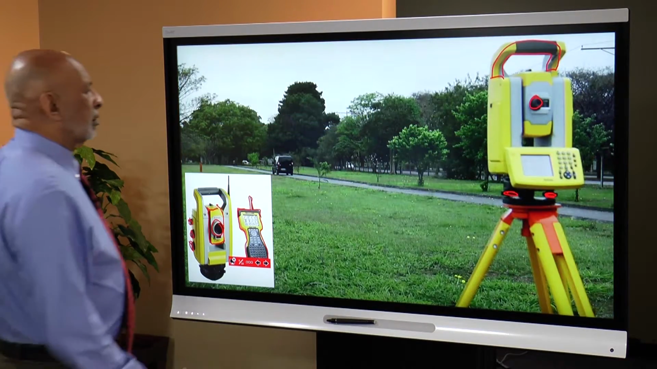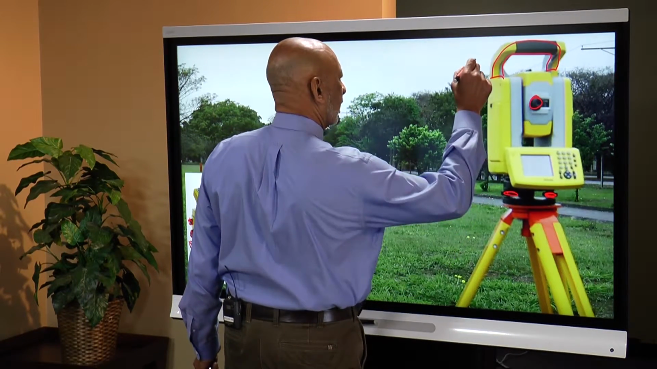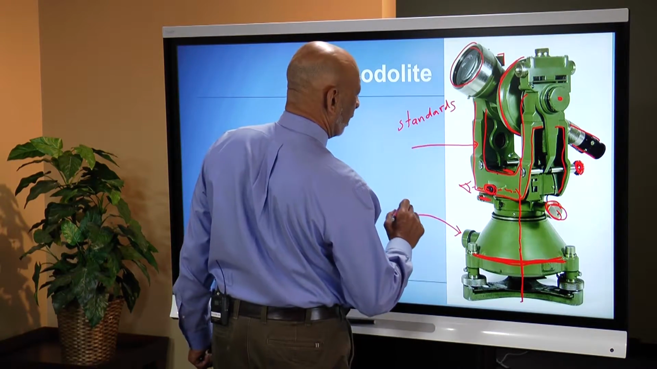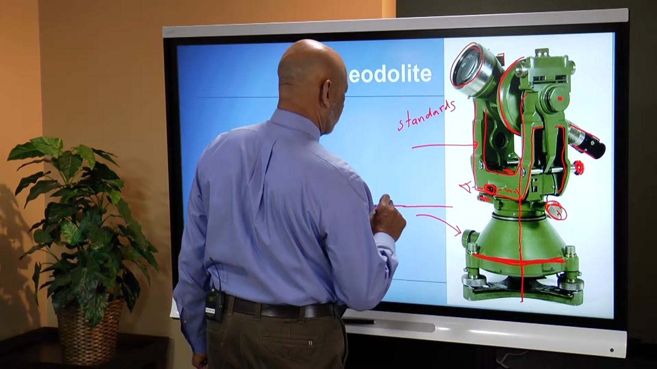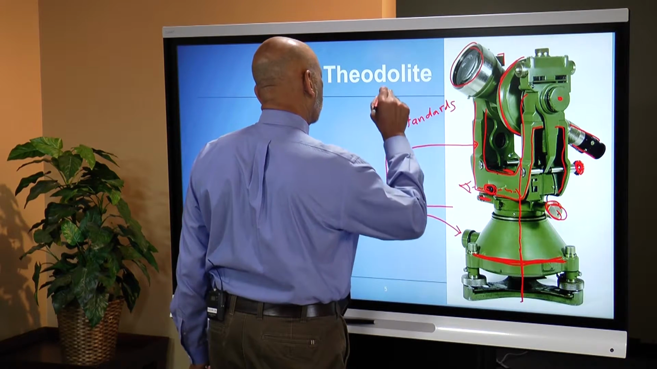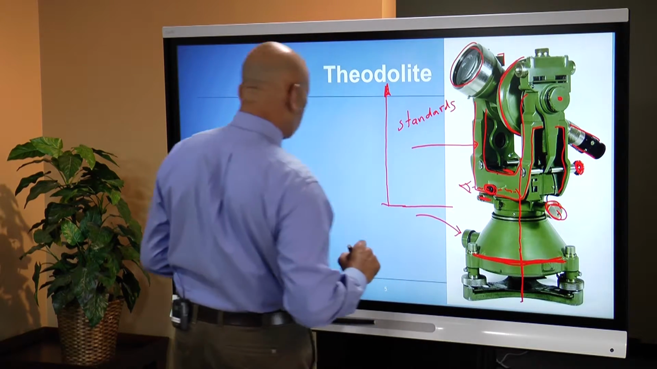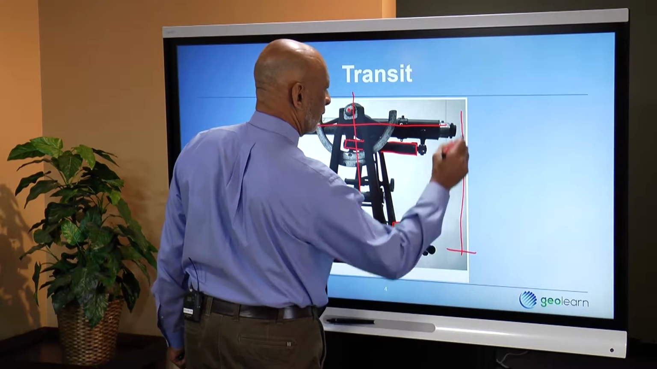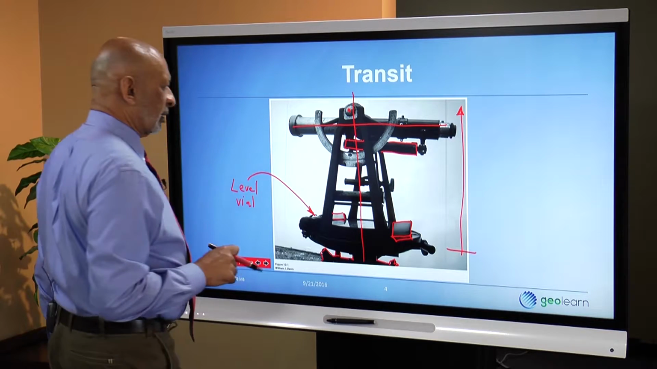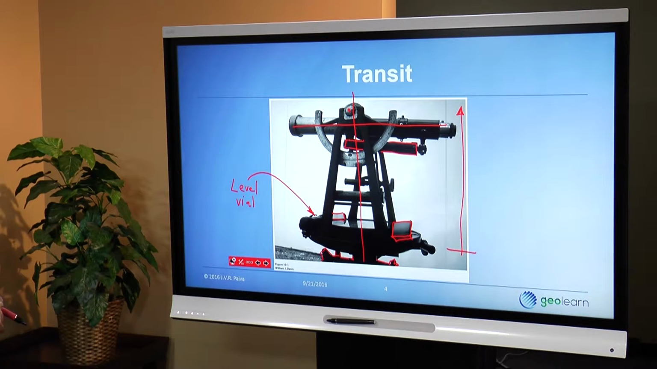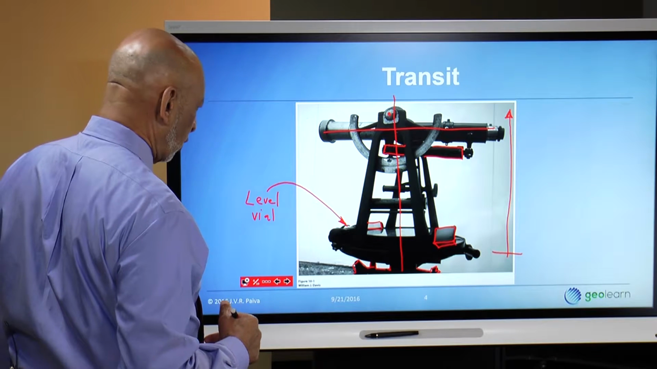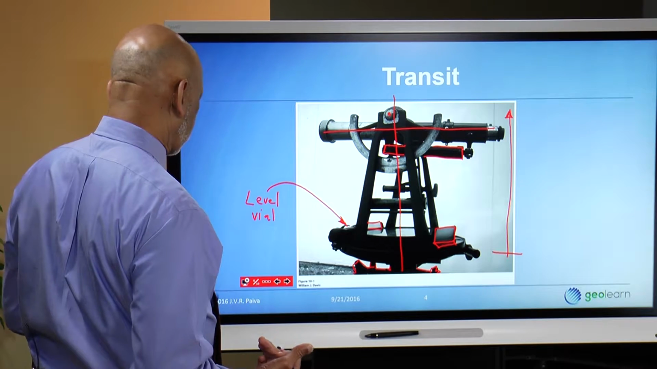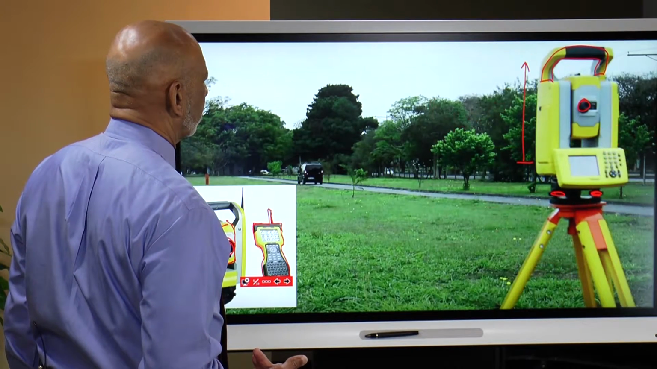So the alidade here is everything above the vertical axis. I'm sorry, in my previous note I said vertical axis, I meant horizontal axis, or the horizontal circle. And again, here's the alidade. So the alidade contains the telescope, contains the vertical circle, and all the controls, but it doesn't turn with the horizontal circle. The horizontal circle stays fixed.